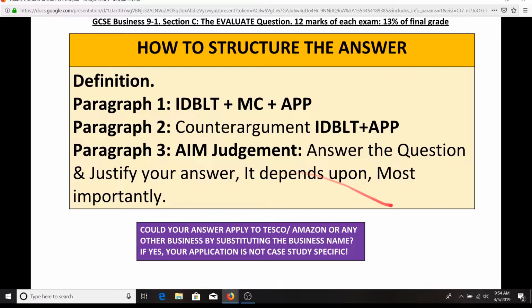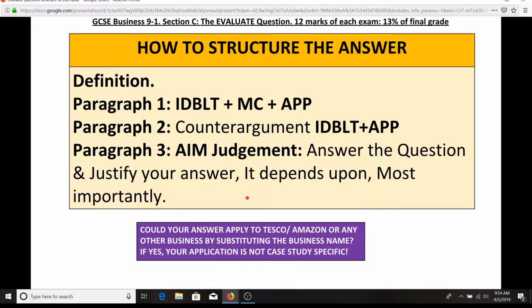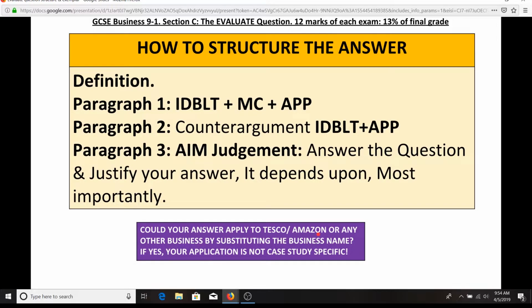So answer the question, justify your answer, say what it might depend upon and what is most important for that given business. Now, a useful test in helping you to understand how good your application is: simply change the actual brand name, for Tesco for Amazon. Does your answer still make sense in terms of what you're actually saying? If that is the case and you're just literally referring to the brand name, then it means you can easily substitute these terms in and you are not actually generating application specific to that business.